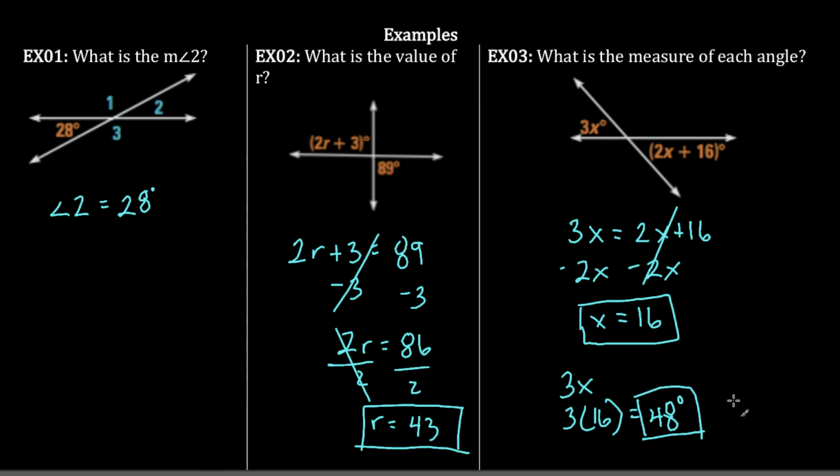You don't have to do the other one because they should both be the same answer, like they're vertical angles. But if you chose to do the other one instead, 16 plus 16, then you would in fact get the same answer, and you should get the same answer. So you don't have to do it for both of them, because if you know one, you know the other. But it's a good check.